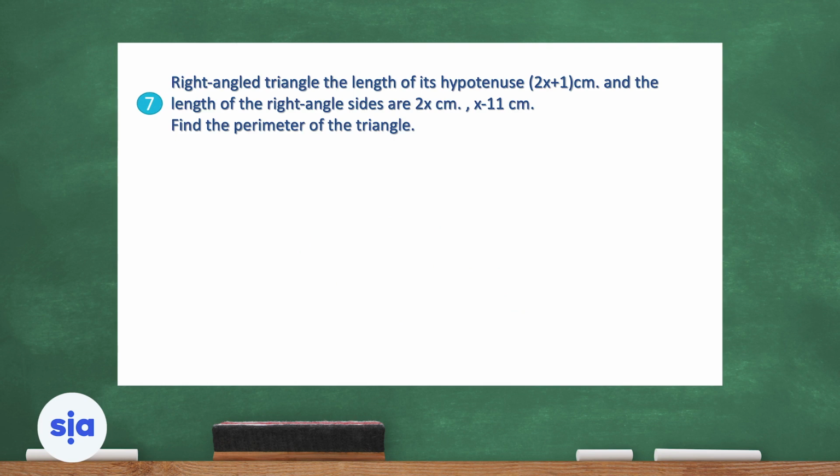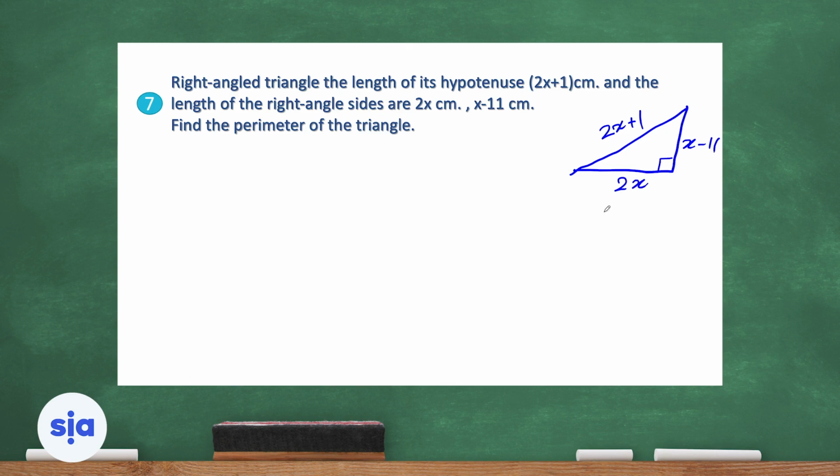Question 7, it says, a right angle triangle, the length of its hypotenuse. So here, this is the right angle triangle, and this is the hypotenuse, the 2x plus 1, and the length of the two side legs are x minus 11 and 2x. The question is asking us here to find the perimeter.